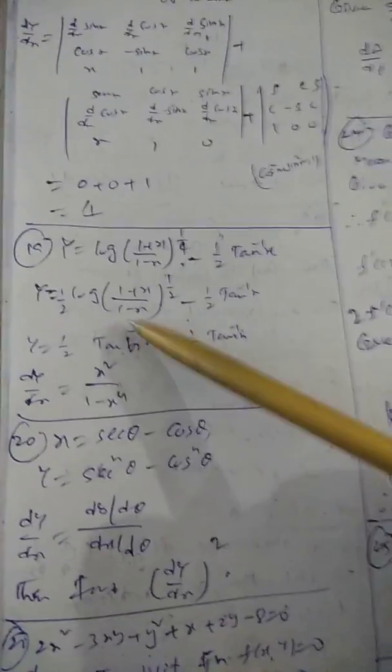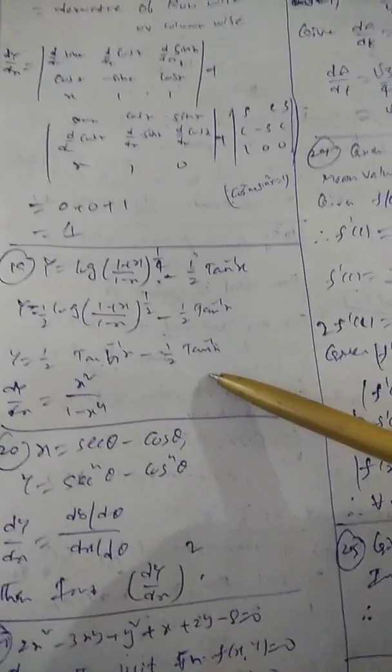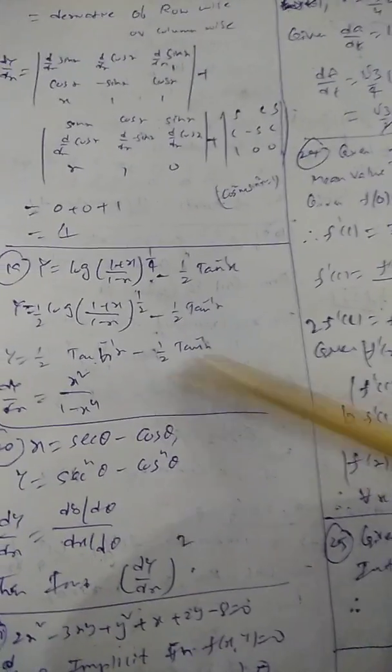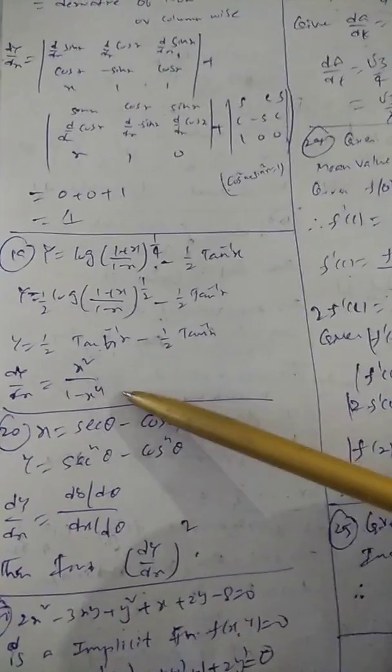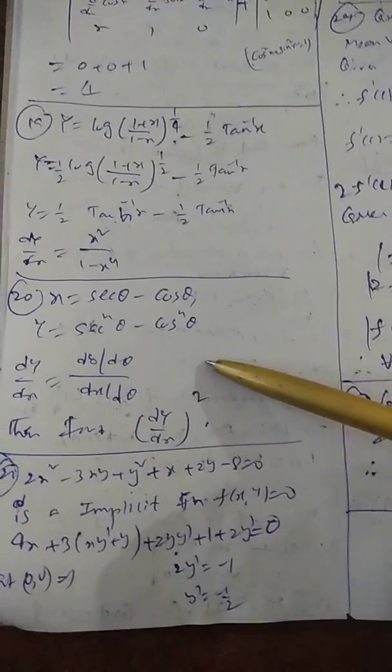So dy by dx: the derivative of tan h inverse of x is 1 by 1 minus x square, and the derivative of tan inverse of x is 1 by 1 plus x square. Using these two derivatives, we'll get this answer, x square by 1 minus x power 4.